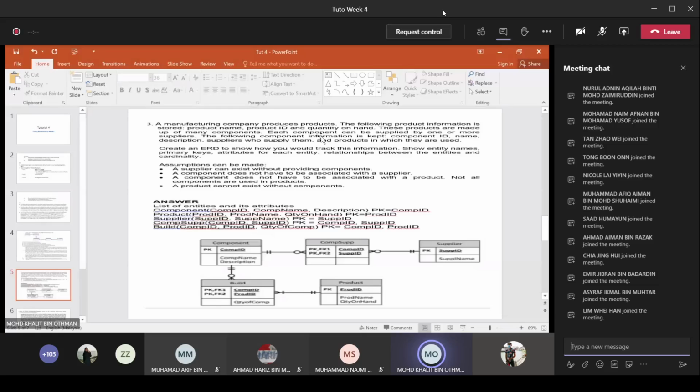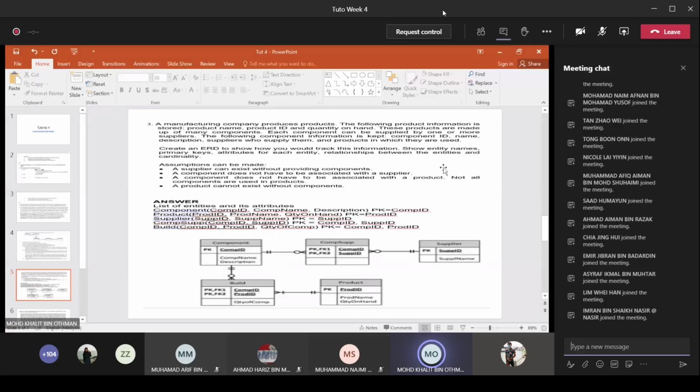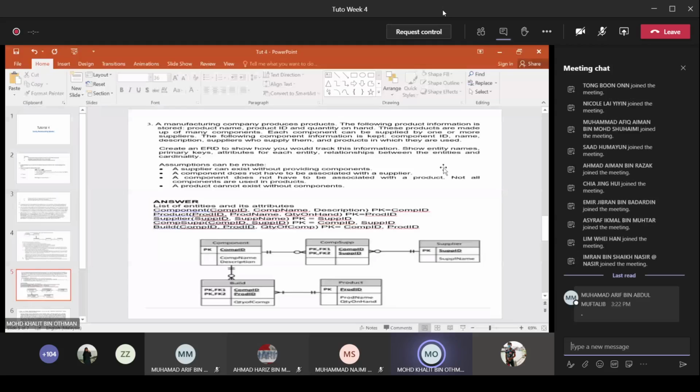So based on this simple description, the question asks you to create an ARD to show how you would track this information: show entity name, primary key, attributes for each entity, relationship between the entities and cardinality. If the question asks you to show entity name, primary key, and attributes, you have to use the crow's foot model, because if you use Chen notation it does not show the cardinality, and also does not show the entity attribute names. So you must use the crow's foot model.